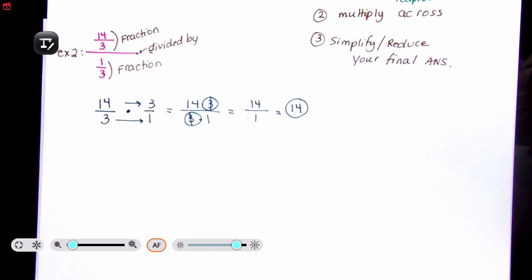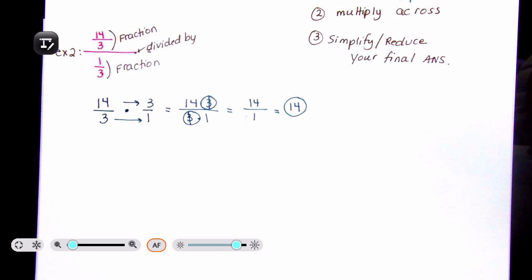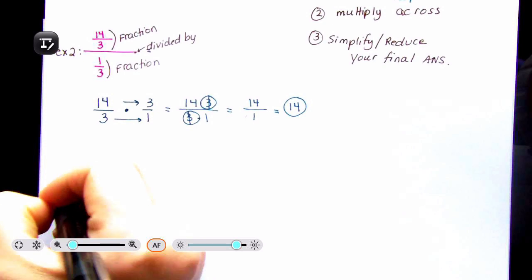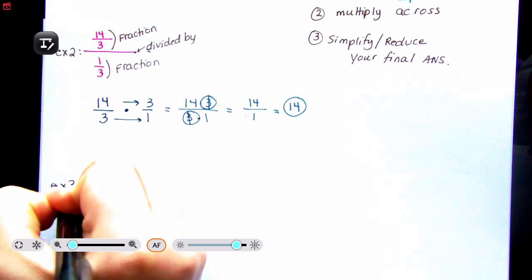Let's do one more example. In this example, I'm going to be showing you how to divide mixed numbers. Now, mixed numbers can be converted to improper, and that's exactly what we're going to do.